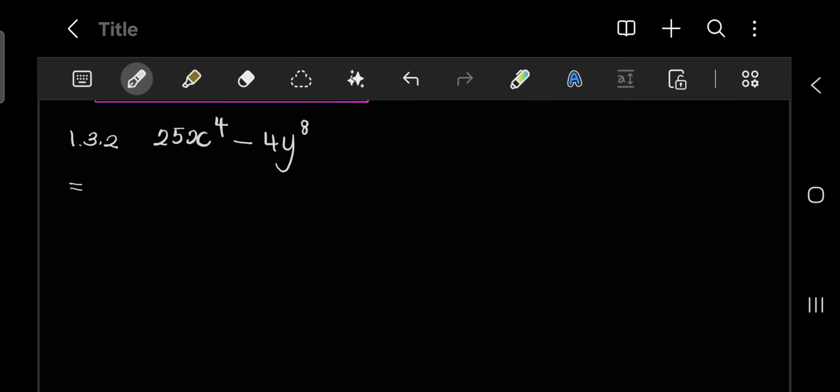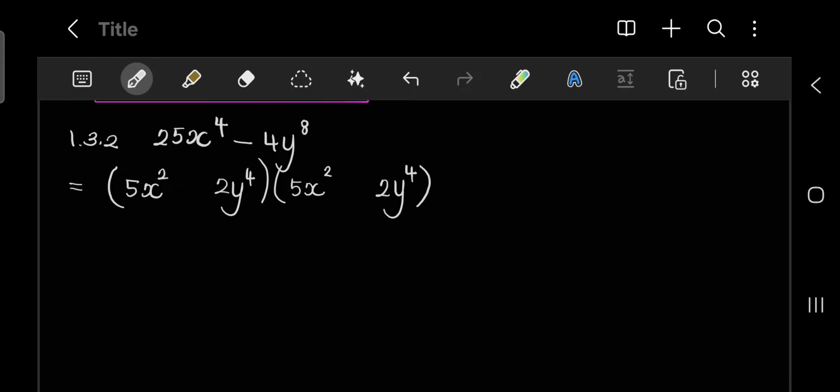So here is what we have. And our method for factorizing difference of two squares is we open up two brackets. Now we are going to ask ourselves, what times itself is going to give us 25x to the power 4? That is going to be 5x squared times 5x squared. And again, what times itself is going to give us 4y to the power 8? That is going to be 2y to the power 4 and 2y to the power 4.